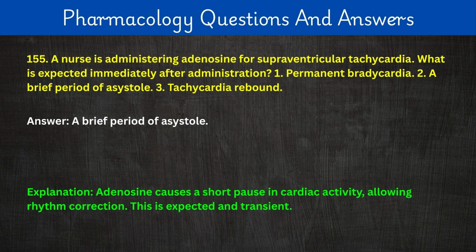155. A nurse is administering adenosine for supraventricular tachycardia. What is expected immediately after administration? 1. Permanent bradycardia. 2. A brief period of asystole. 3. Tachycardia rebound. Answer: a brief period of asystole. Explanation: adenosine causes a short pause in cardiac activity, allowing rhythm correction. This is expected and transient.